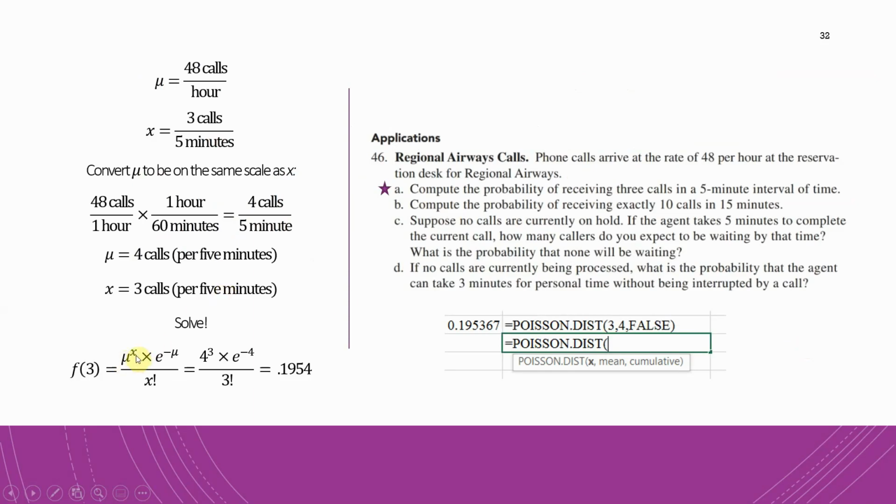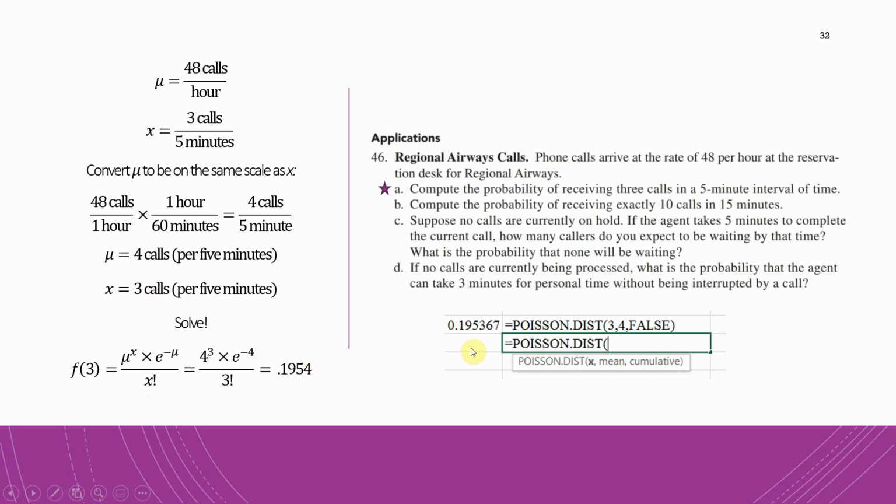So mu raised to the x, mu is 4, x is 3, times e raised to the negative mu, which is negative 4, and then divided by x factorial, so that's 3 factorial. Solve, and you get 0.1954. So basically, what is the probability of receiving 3 calls in a 5-minute interval? It's almost 20%. So that is the solution right there.